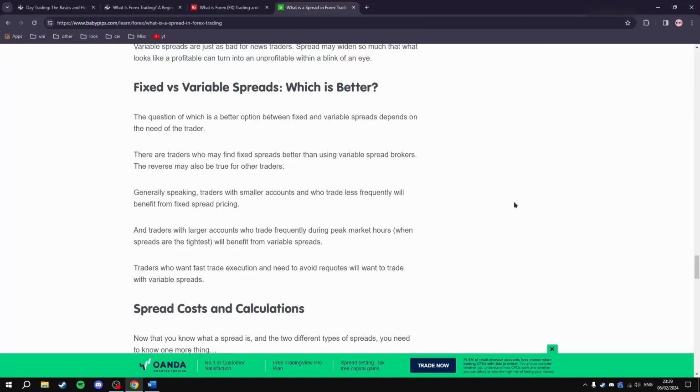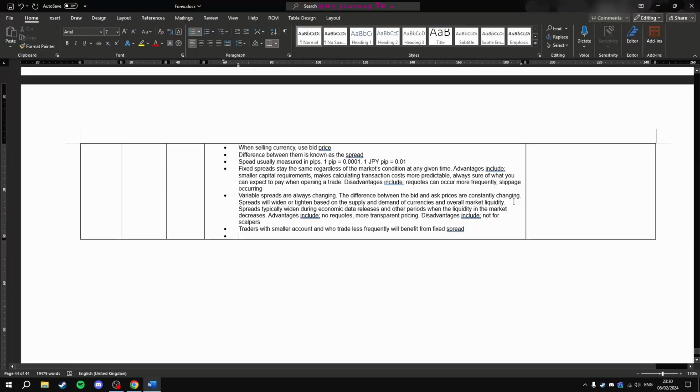Traders with larger accounts who trade frequently during peak market hours when spreads are the tightest will benefit from variable spreads.